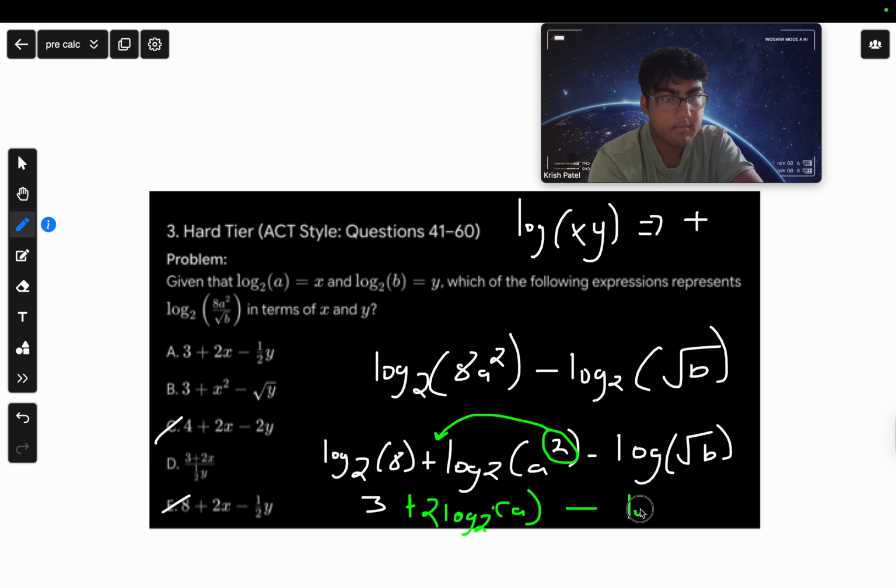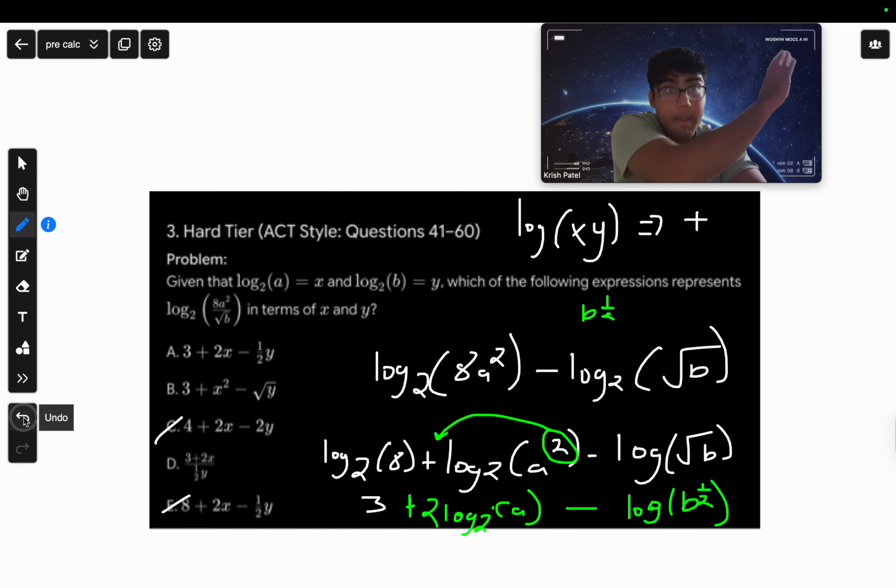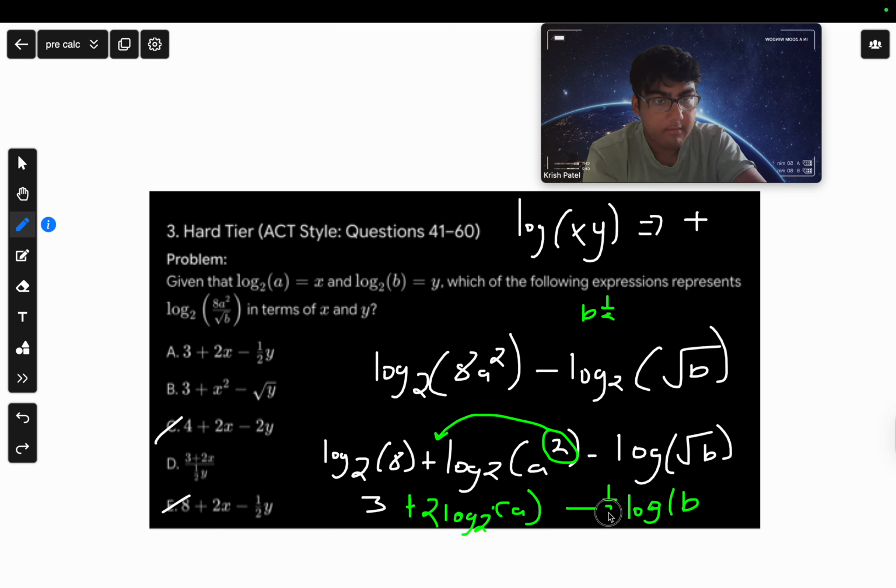And let me tell you how I got that. If you watch the exponent video, I kind of covered this. Square root of b is the same as raising b to the 1/2 power. So this would just become log b to the 1/2. But remember, if you have a power, you can just pull that power out to the front. So you just do 1/2 times log b.